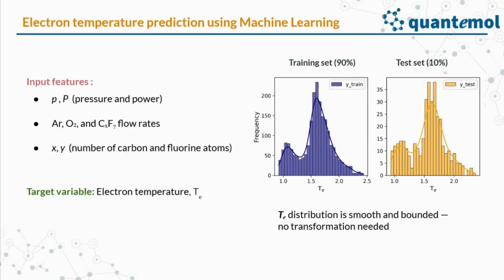Okay, and also apart from species densities, we wanted to predict electron temperatures. In this case, we have the same input features: power, pressure, the flow rates of feed gases, and the number of fluorine atoms and carbon atoms in the fluorocarbon, but we only have one target variable, electron temperature. Here in this graph you can see the distributions of electron temperature values in our train and test set, and they look very smooth and well bounded. So we can use the electron temperature values directly for machine learning.